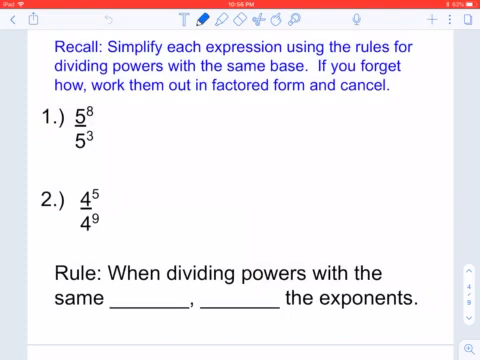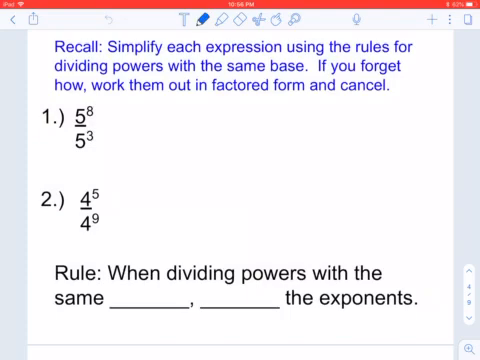Remember, anything in blue, do not write down. So I want you to recall how the rule for dividing exponents with the same base works. We're going to simplify each expression using the rule for dividing powers with the same base. And if you forget how to do it, work them out in factored form and cancel. Why don't you pause and take a minute to work out these two problems, and then rejoin me and I'll show you done out the long way. Go ahead and pause and work out these two problems in your notebook.